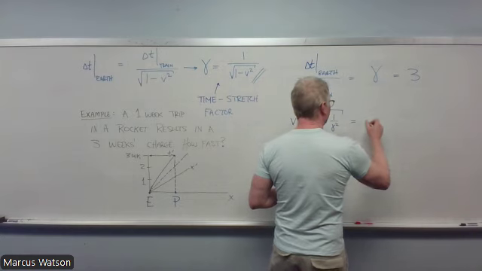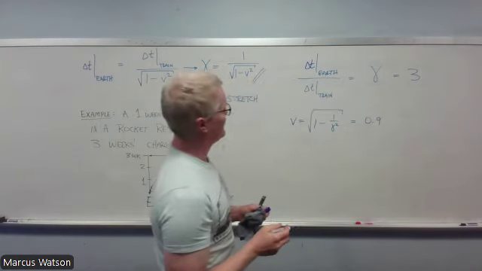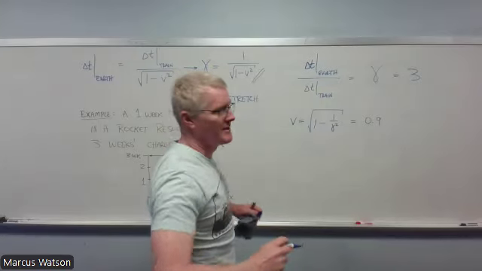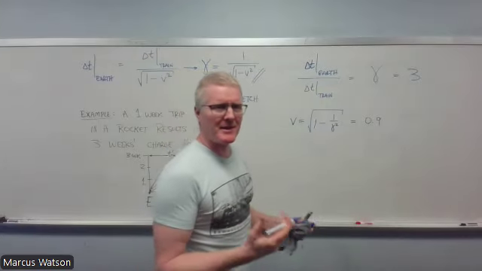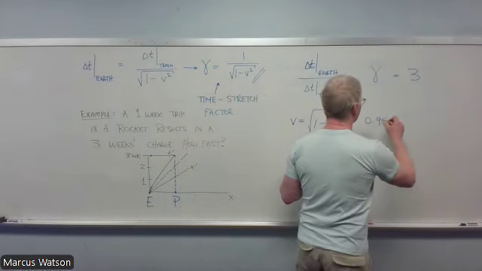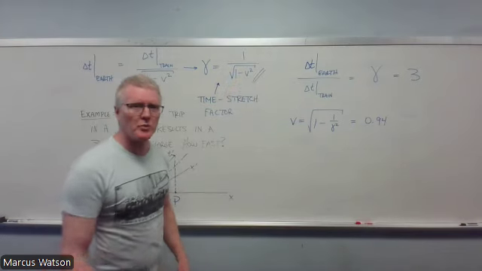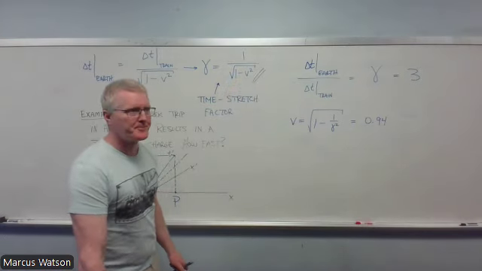So if you calculate this number, it's going to be a number like 0.9 for a gamma of 3. It's something like 0.95 or 0.94 or something like that. Let's say 0.94. So we're cooking, which is pretty good.